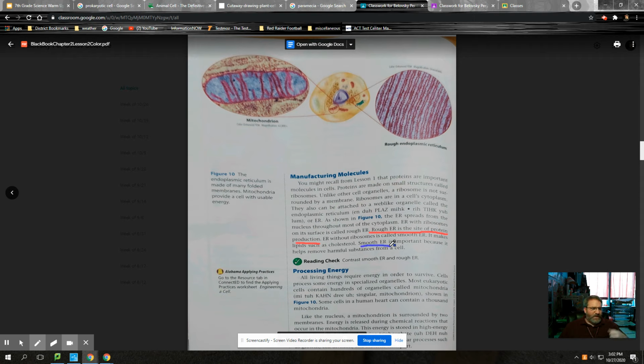Now let's come up with another color. Smooth ER is next. This is number 15 on your notes at the bottom of this page. You should already have it, so that's why I didn't stop for rough ER. You should already have smooth ER, but if you don't, then hit pause. Smooth ER is important because it helps remove harmful substances from the cell. Hit pause if you don't have either one of those two and get yourself caught up.